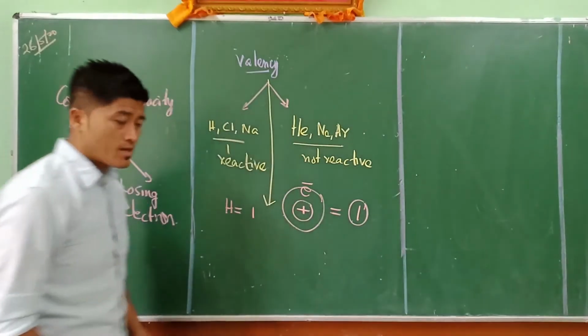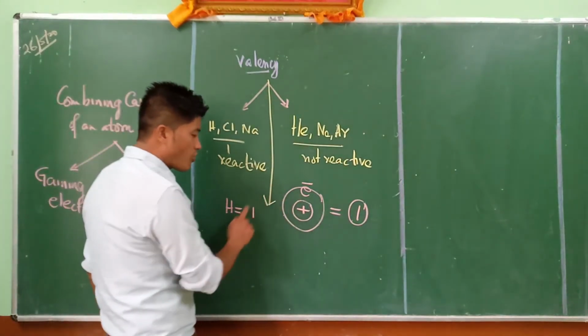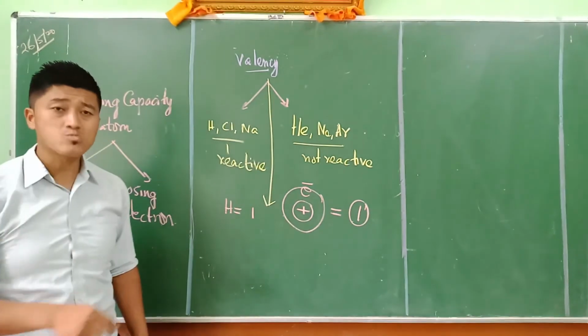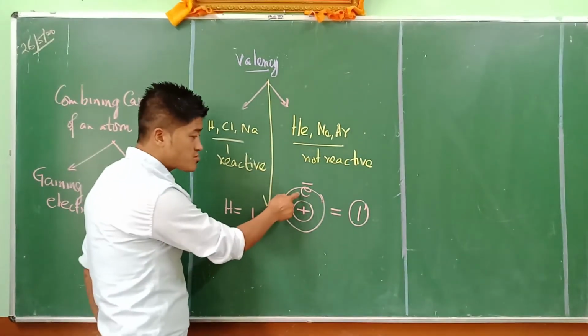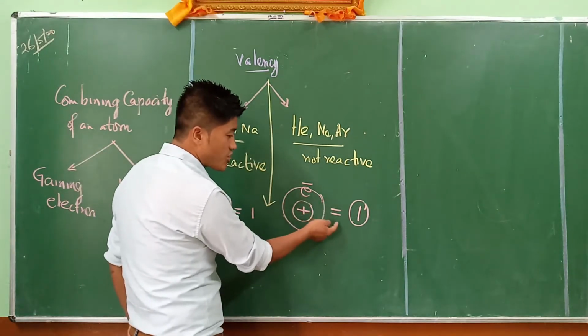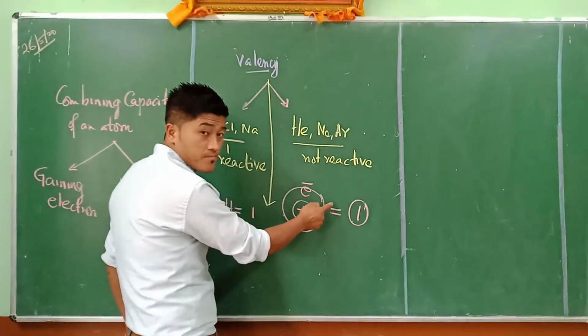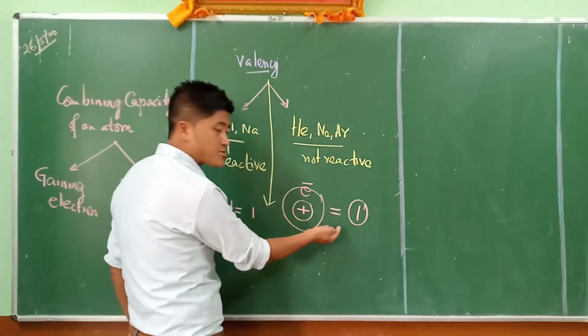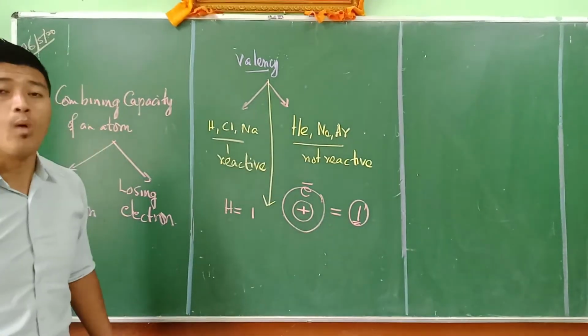So this hydrogen, in order to become stable, as we always say that all the elements always want to become stable, will try to bring one more electron to make this 2. Is that clear? So how many electrons are they trying to bring? 1 electron. That is why our valency is 1.